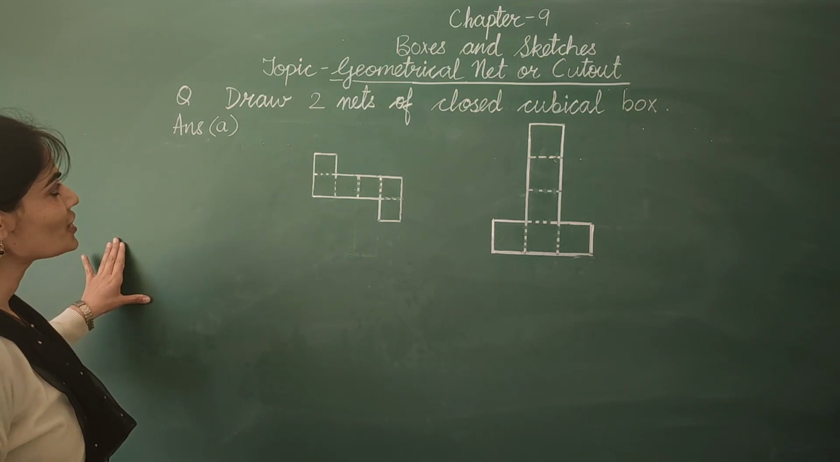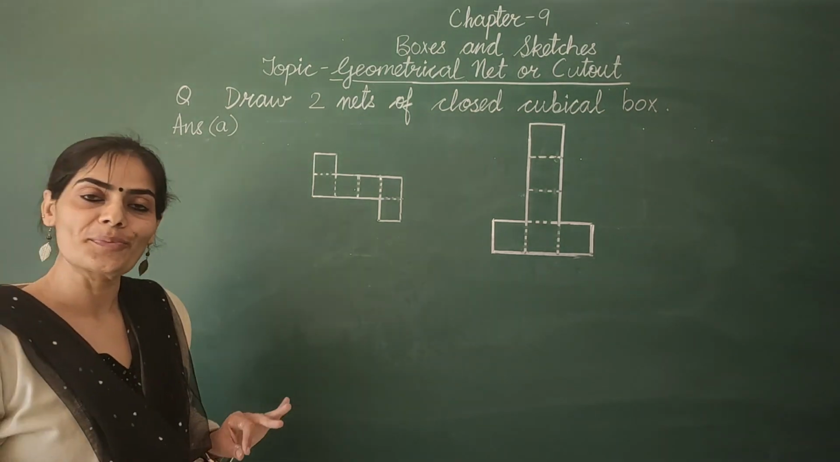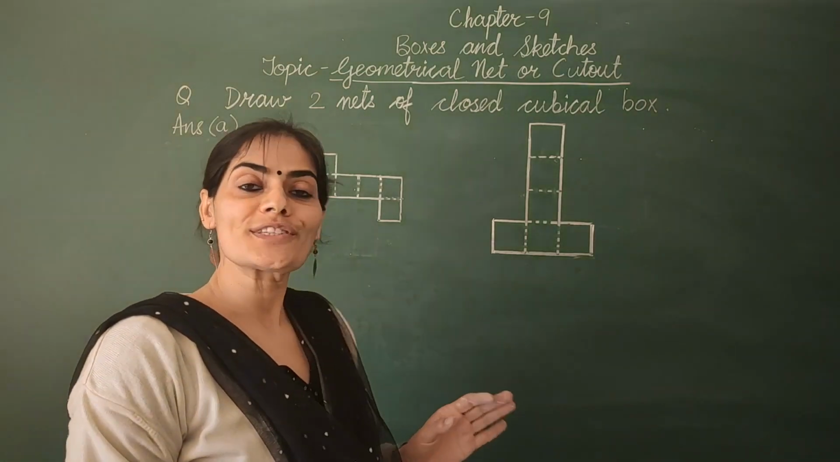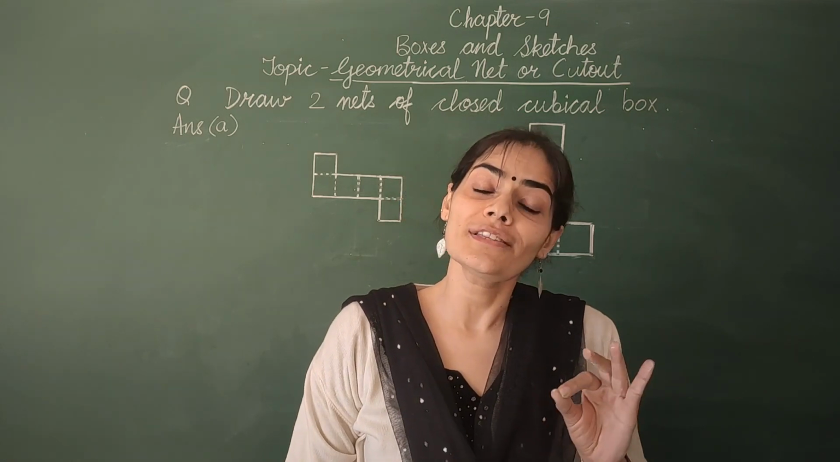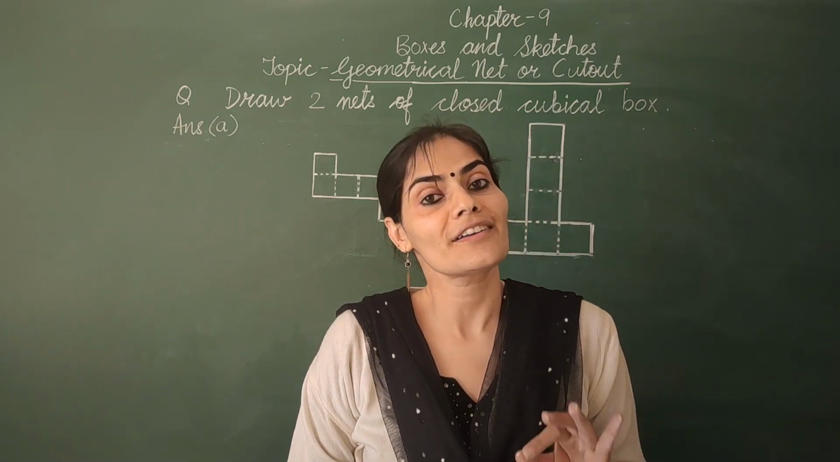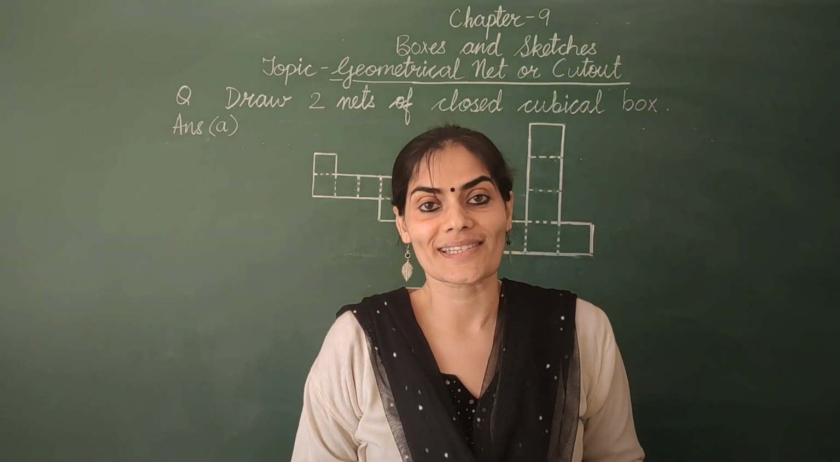In this question, you are asked to draw 2 nets of a closed cubical box. Now, what is a closed cubical box? A cubical box whose all 6 faces are there will be called a closed cubical box.